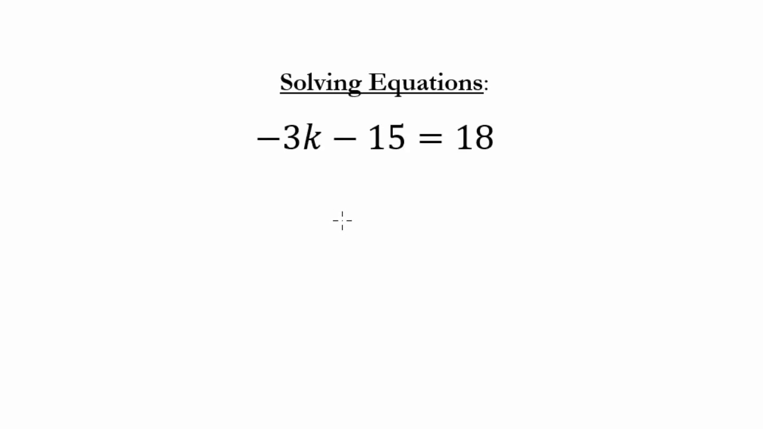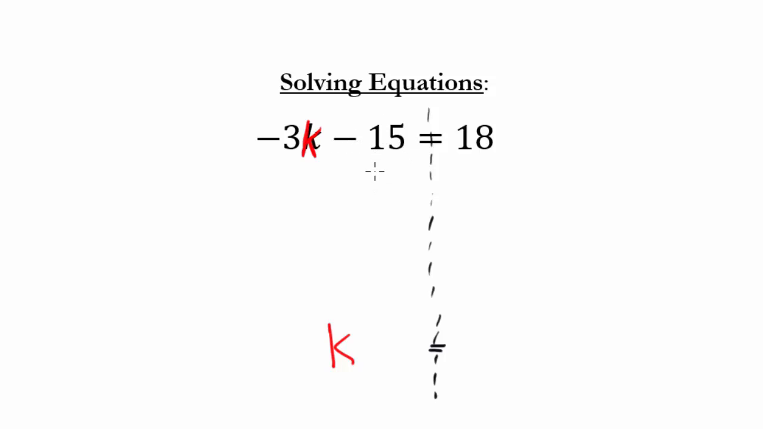So, for example, solve the equation negative 3k minus 15 equals 18. We can do this by applying inverse operations to isolate k. This is a linear equation, so we have a variable that's an unknown, and we want to end up with k equals something. That's our goal. When I solve equations, I like to find the equal sign and put a dot down the middle so I remember where it is and it doesn't get lost.